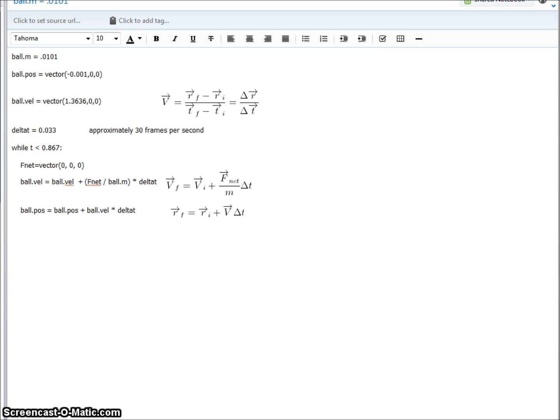To attain constant velocity, we must set our net force to a vector of 0, 0. We update our velocity each iteration of the while loop with the following equation. Final velocity equals initial velocity plus the net force over mass times delta t. Since the net force is 0, the bulk of this equation can be negated, and the ball's final velocity will equal the initial velocity. Lastly, we update the ball's position with the formula final position equals initial position plus the ball velocity times delta t.